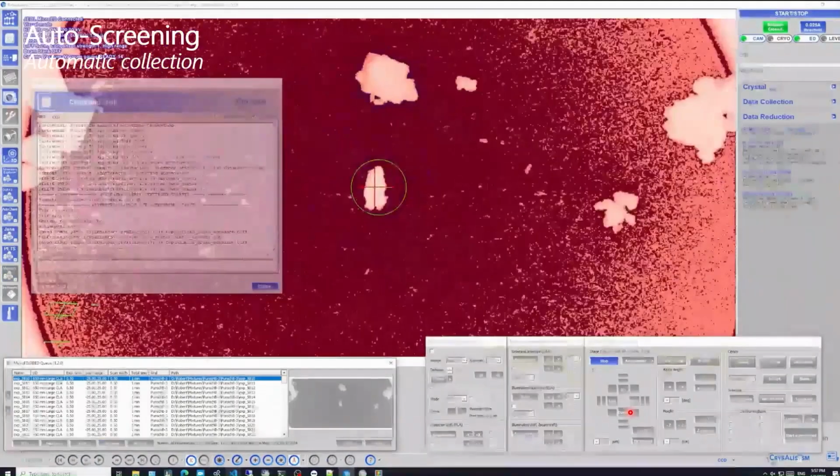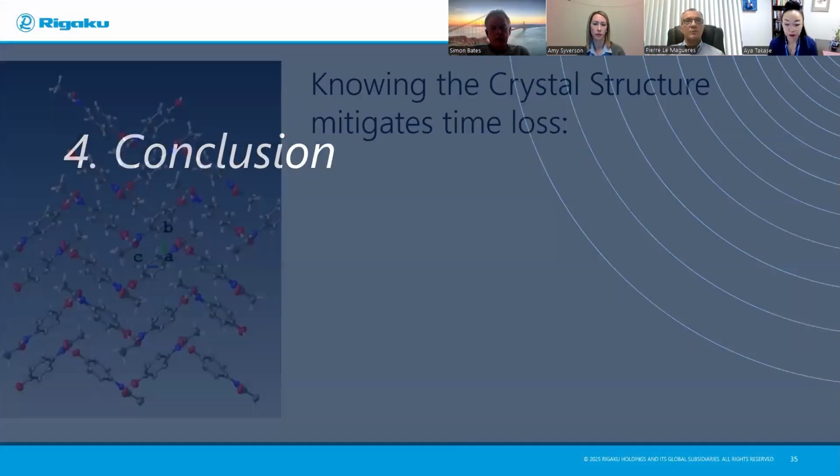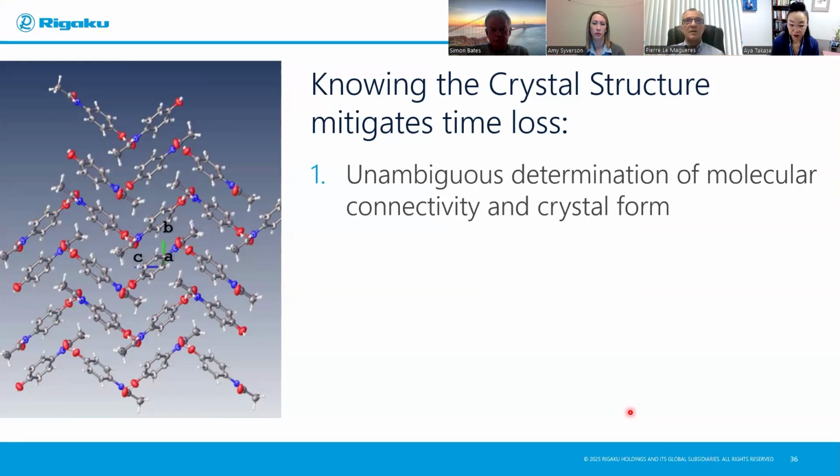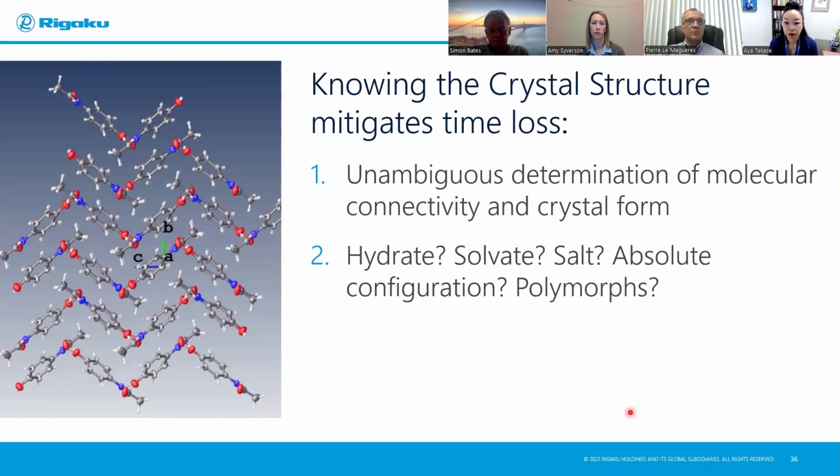And I can now get to my conclusion and leave the floor to Amy in a few minutes. So I hope I have convinced you of the power that knowing the crystal structure can have. I will remind you that you can unambiguously determine the molecular connectivity and crystal form of your compounds. You can determine whether you have a hydrate or a solvate, whether you have a salt or a co-crystal, what the absolute configuration of your molecule is, and whether you have polymorphs, and if so, what they are.